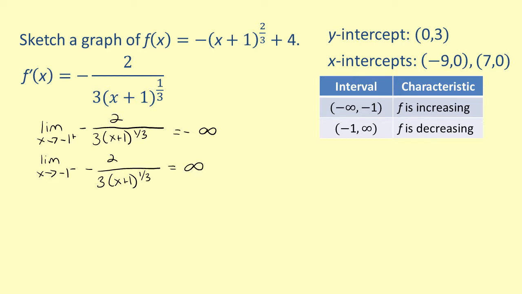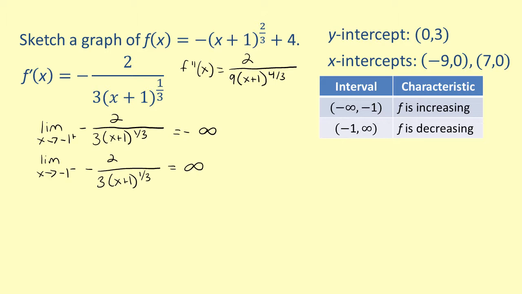We know that f is defined at negative 1, but the left and right-hand limits of the derivative are not equal, so there is a cusp at x equals negative 1. Lastly, let's look at the concavity of the graph by finding the second derivative. f double prime of x equals 2 over 9 times the quantity x plus 1 to the 4/3. Again, we find that the second derivative is undefined at x equals negative 1.